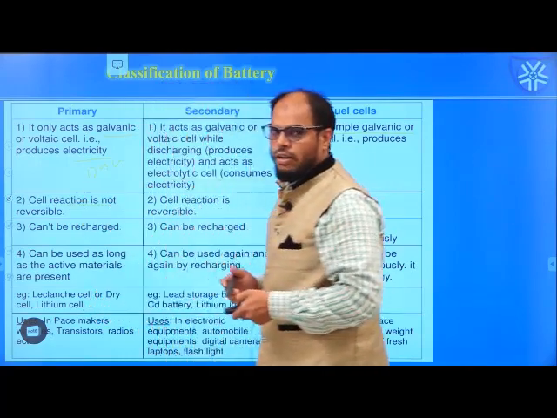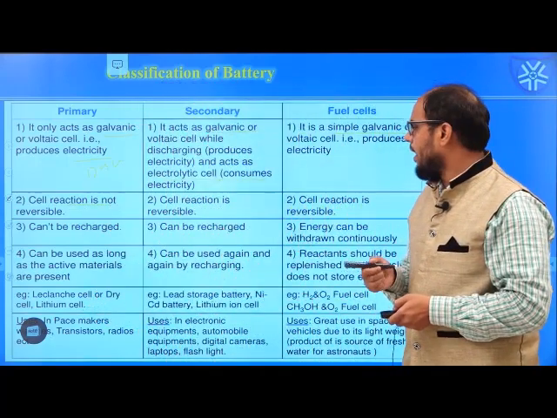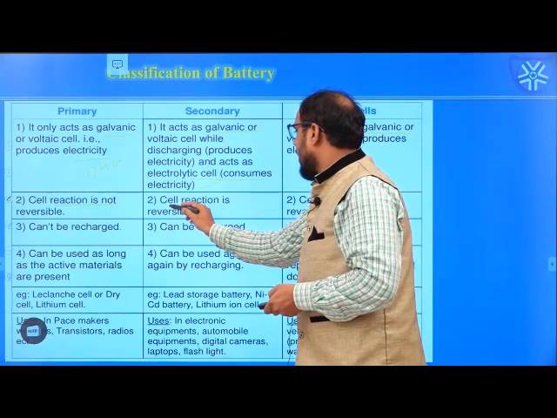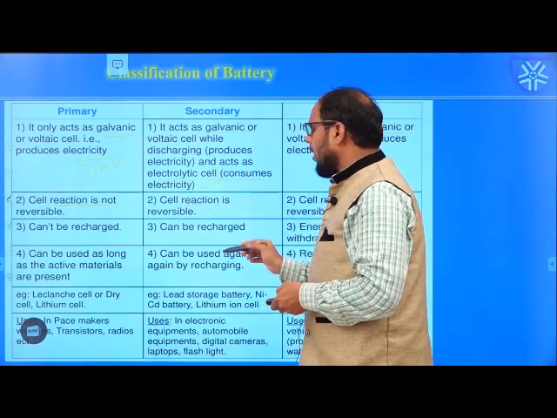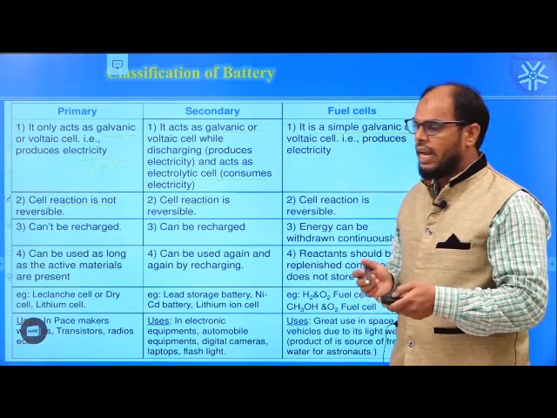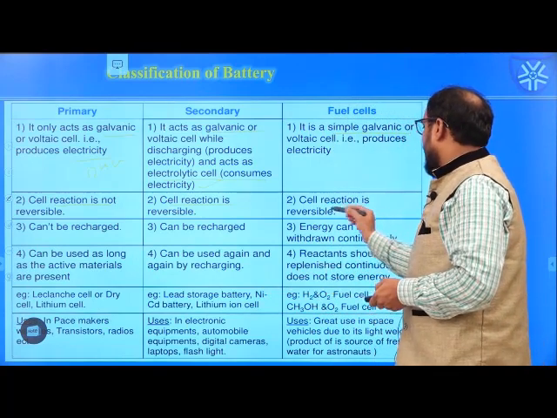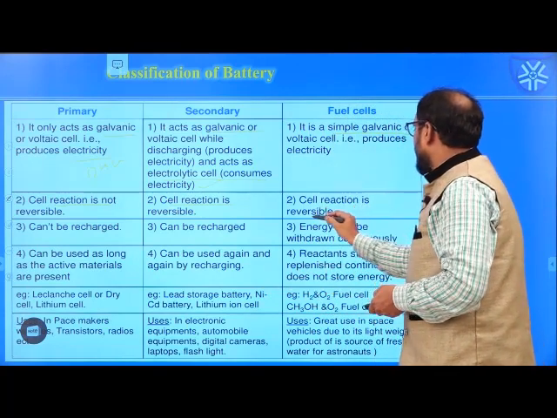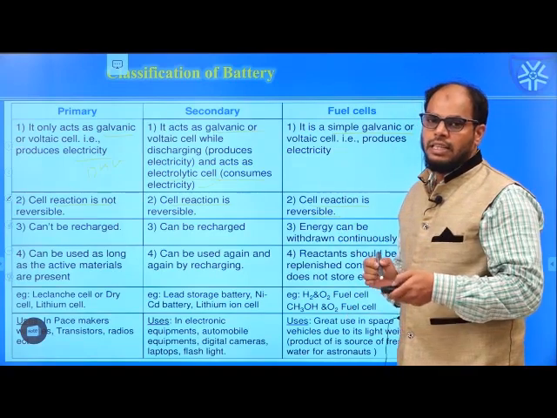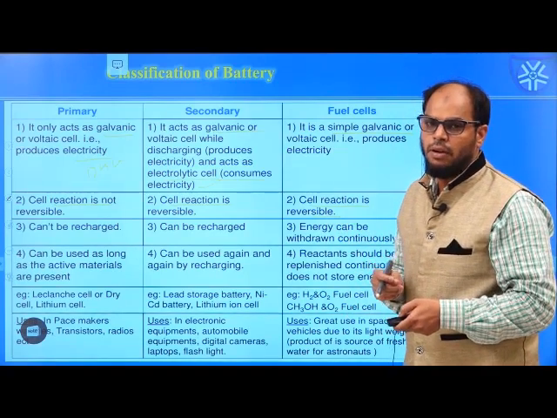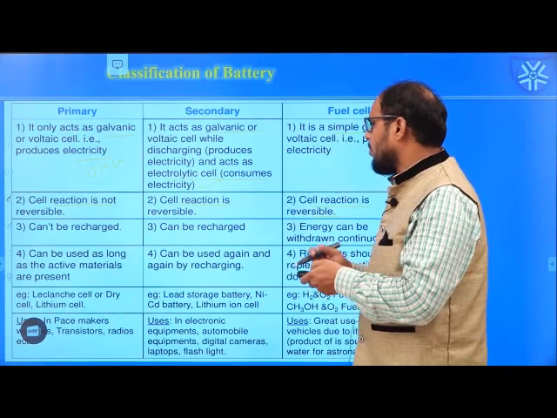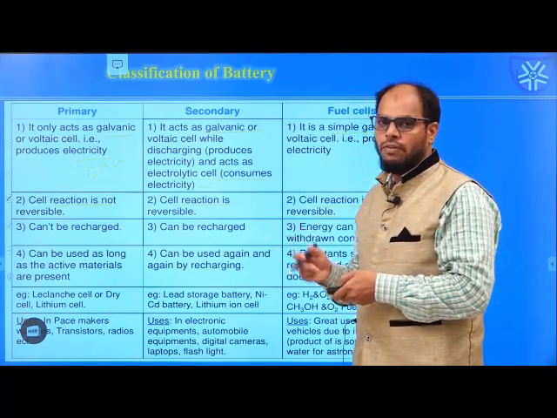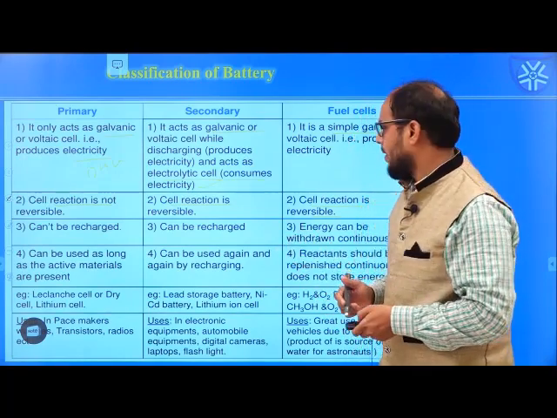So we cannot convert the products back to reactants. For a secondary cell, the reactions can be reversible, where the products can be converted back to reactants. For a fuel cell, the reactions can be made reversible, but this is found only in reversible fuel cells. That is a separate topic which is out of the boundary of the engineering chemistry aspect.